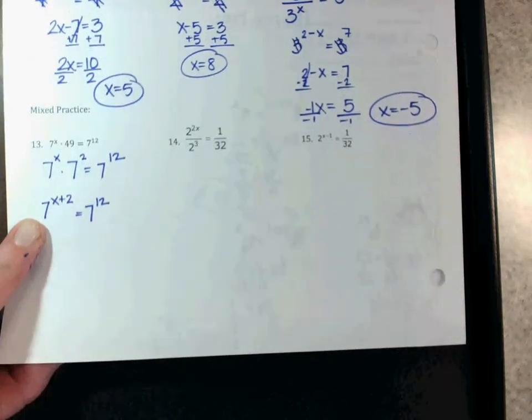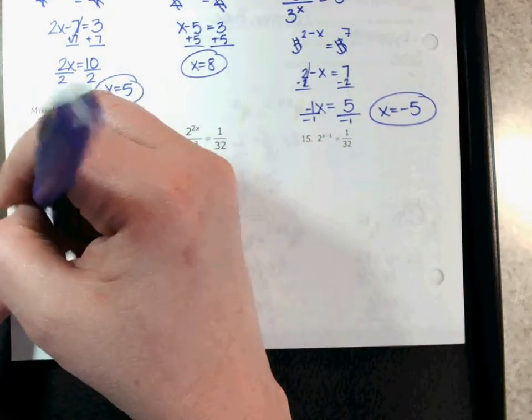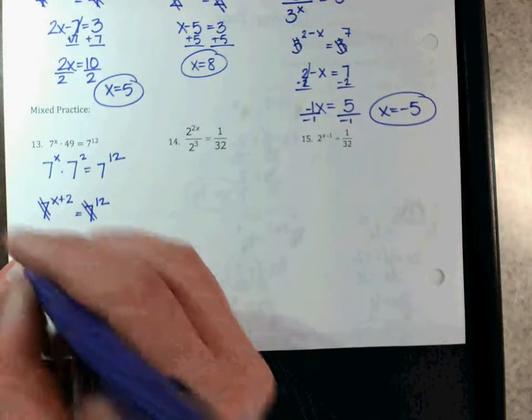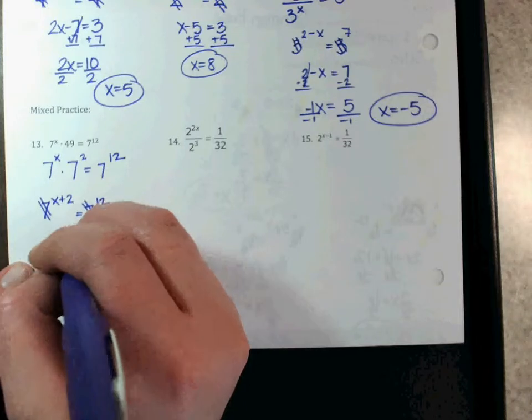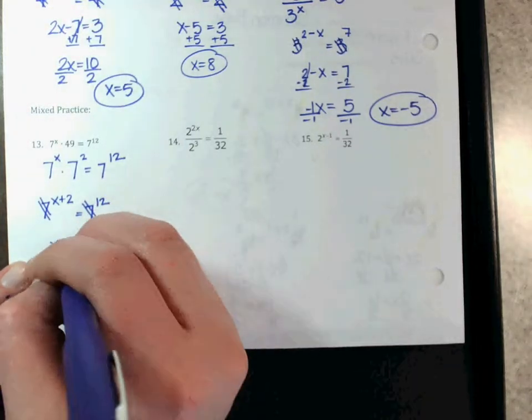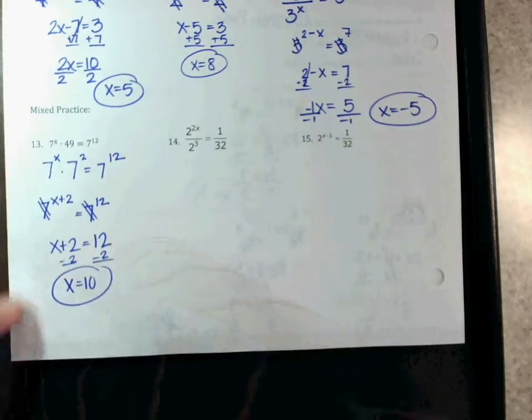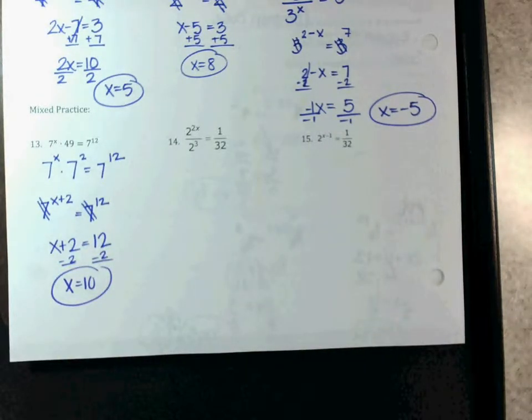Okay, cross out the 7s. How would I get rid of the plus 2? Minus it across. What's 12 minus 2? 10. It's simple like that? Yep. Now, the next one is like one that we did yesterday.